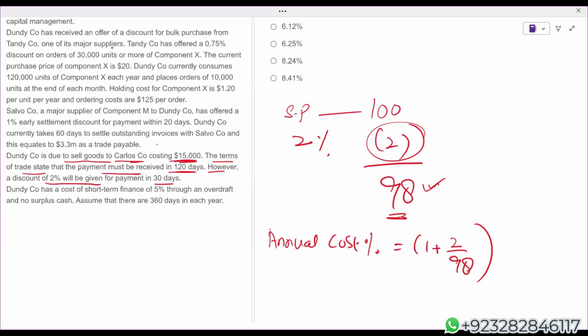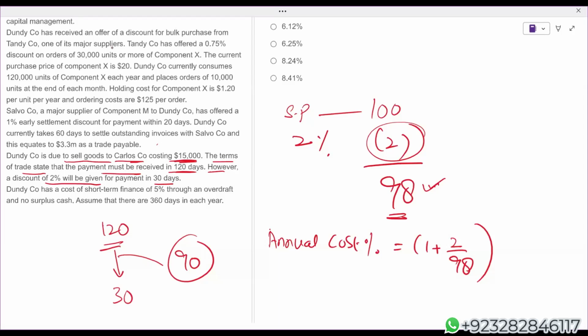Okay, but what happens then? Try to understand. Normally, my customer makes payment in 120 days, with no discount. Now the customer, instead of 120 days, will be making the payment in 30 days. How many days earlier will the customer be paying me? 90 days earlier. I will give a discount of 2%. Now, how many times will this event happen in the entire year?